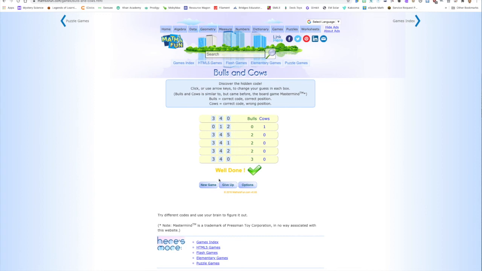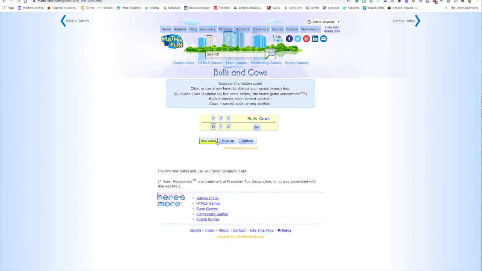And now if you want to start a new game, maybe you want to try 4 codes in the options. So once you get the hang of this, I want you to take a screenshot showing how many tries it took you to get the correct code using 4 codes, okay? And then upload that into Seesaw as one of your tasks for today.